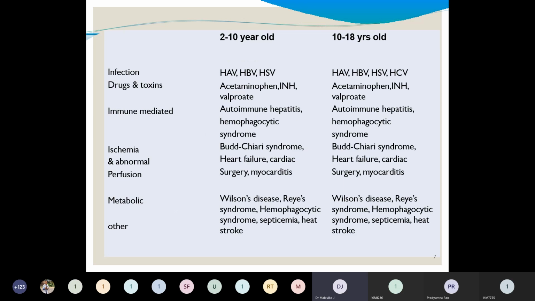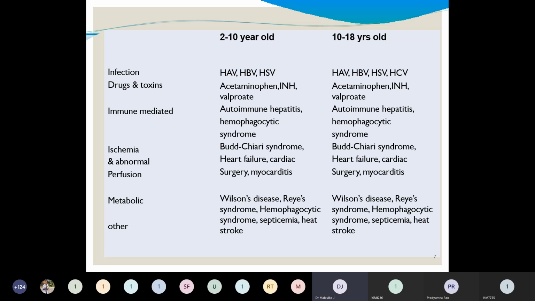Coming to 2 to 10 years of age, it will be similar. Infections like hepatitis A virus, B virus, and herpes simplex. Drugs will be acetaminophen, isoniazid, and valproate. Immune-mediated causes will be autoimmune hepatitis, whereas in the infantile period it is alloimmune hepatitis and hemophagocytic syndrome. Ischemia and abnormal perfusion include Budd-Chiari syndrome, heart failure, cardiac surgeries, and myocarditis.